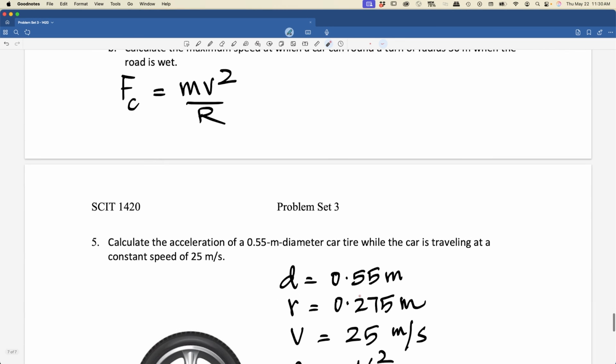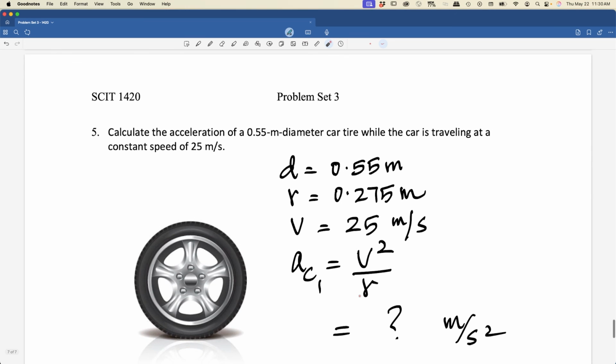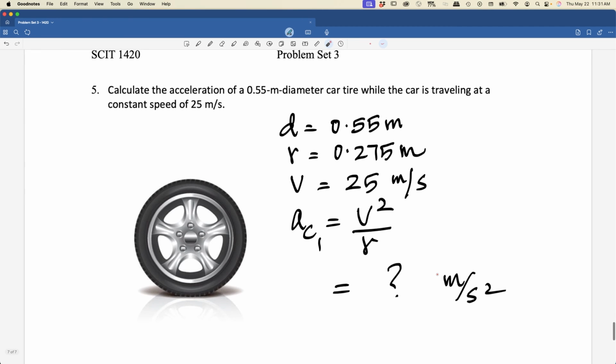And then that brings us to the last question. Calculate the acceleration of a 0.55 meter diameter car tire while the car is traveling at a constant speed of 25 meters per second. You're given the diameter, half of that will give you the radius, and you're given the velocity, which is called the speed here, same thing. And then all you got to do is use the formula for acceleration. Centripetal acceleration is velocity squared by radius. Substitute the numbers and you will get it in meter per second squared.